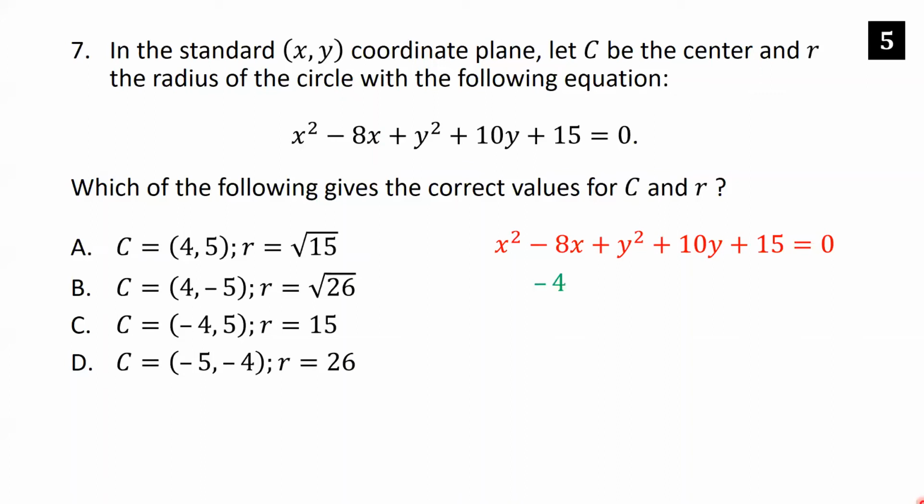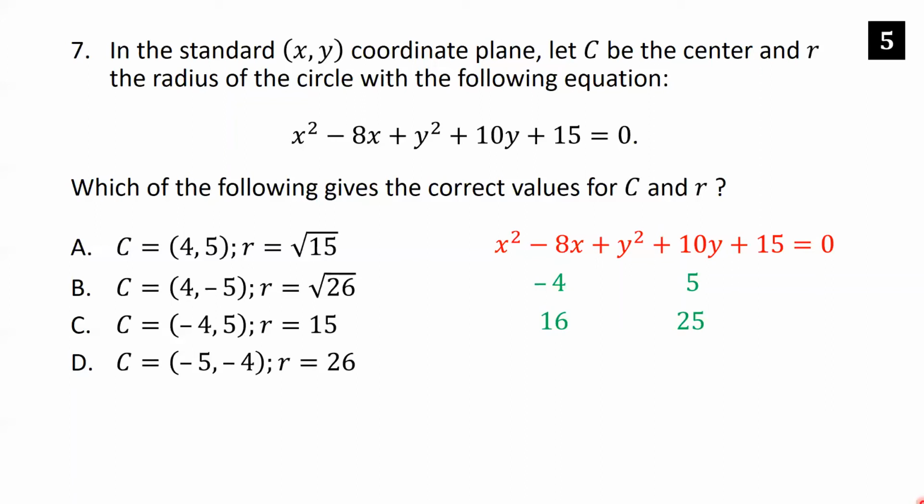We start by taking the coefficient in front of the x, which is -8, and we cut it in half. In this case, we get -4. And then we square that number to get 16. We're going to do the same exact thing with the coefficient of y. We take half of 10 to get 5, and then square that number to get 25.